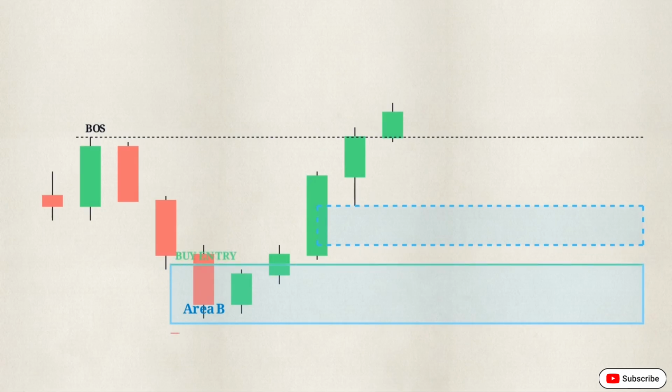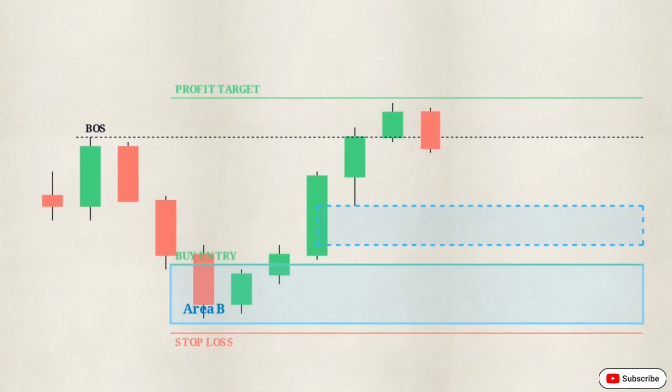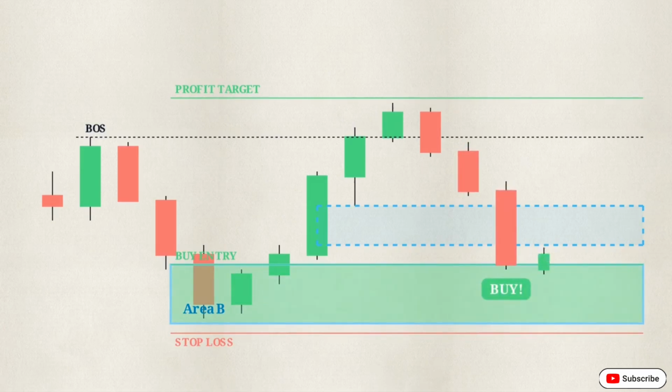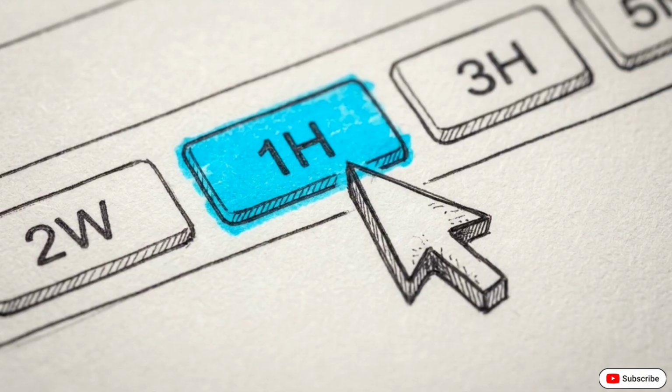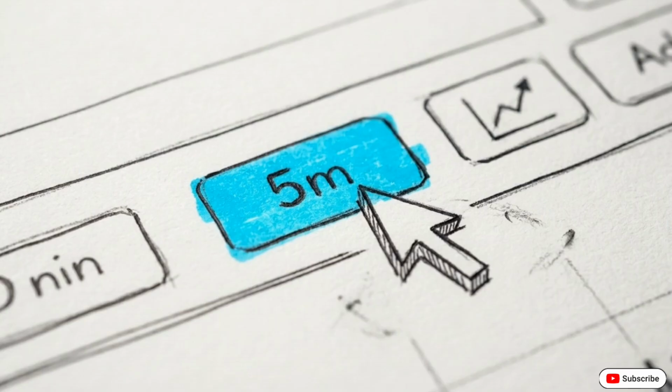Here is the execution protocol. Place the buy order inside area B, tuck the stop loss slightly below the zone, and wait for the entry. There is one final operational rule for making this work: time frame alignment. If you identify your true zone on a macro time frame, like a 15-minute or 1-hour chart, you must zoom in to a micro time frame, like a 3-minute or 5-minute chart, to place your exact pinpoint entry.